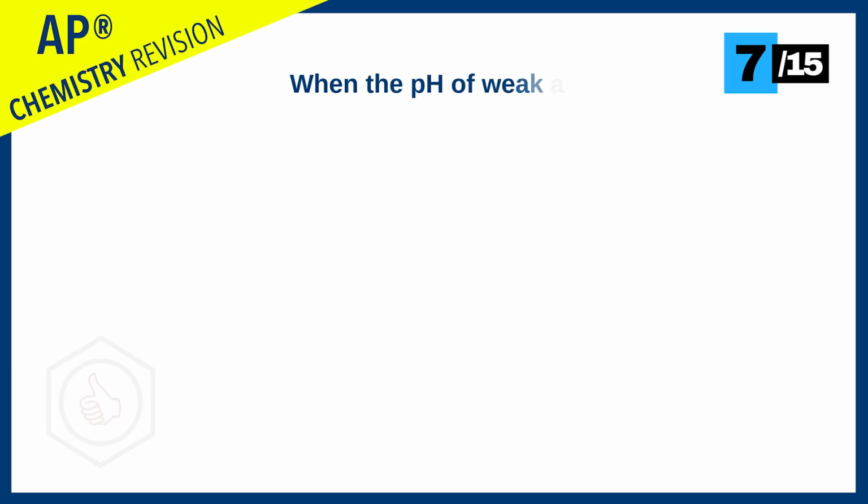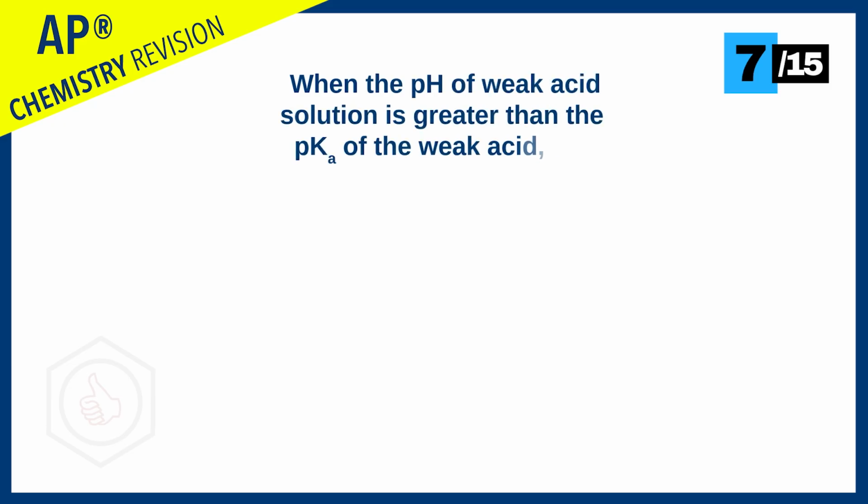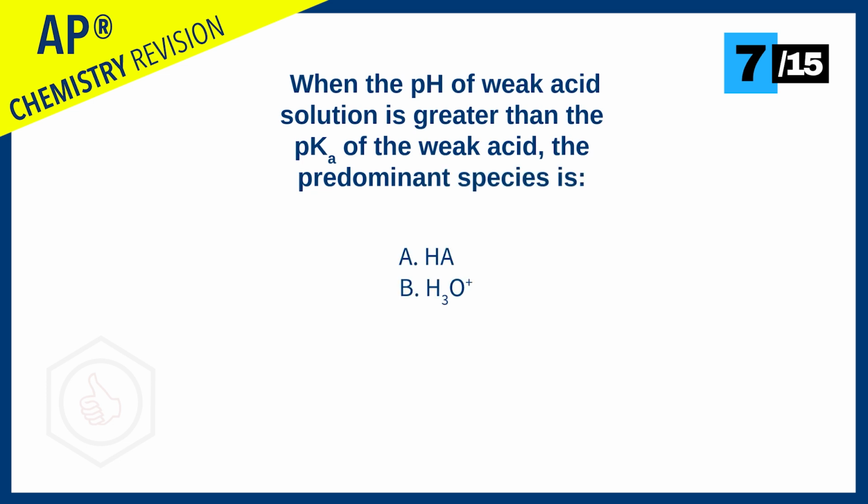When the pH of a weak acid solution is greater than the pKa of the weak acid, the predominant species is HA, H3O+, A-, or OH-?